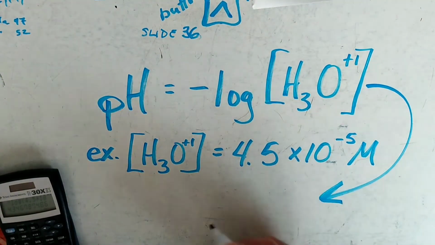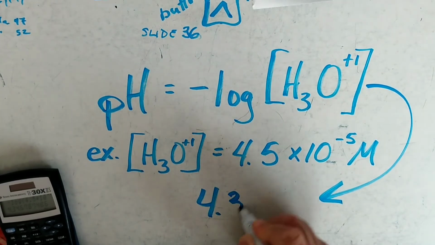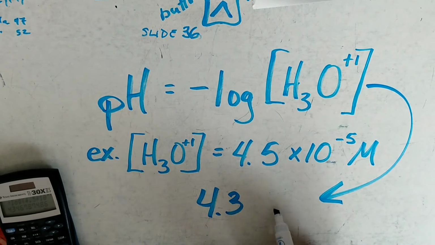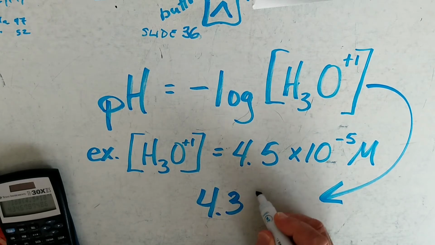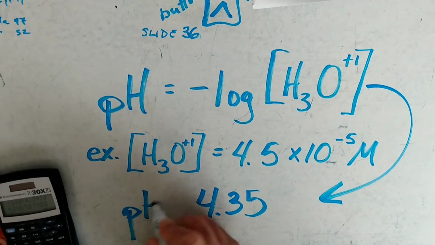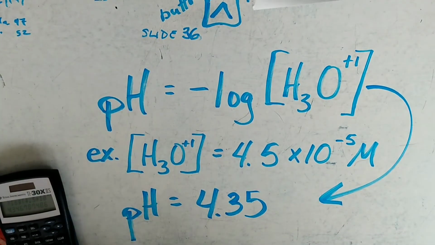So this actually equals 4.346 and goes on. So we're going to round the 4 up to a 5, because that 6 is going to do that. And so our pH equals this. Okay, so that's how you do it on your calculator.